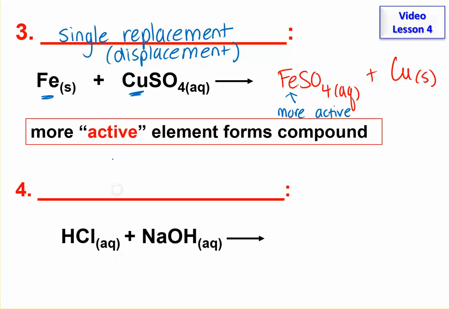You might have noticed up here we have an element and an ionic compound. On these there's no element by itself. We have 2 compounds. Usually they're both ionic, but sometimes we have an acid because when an acid is dissolved in water, it acts like it's ionic. So anyway, kind of an ionic compound. What happens is they switch ions.